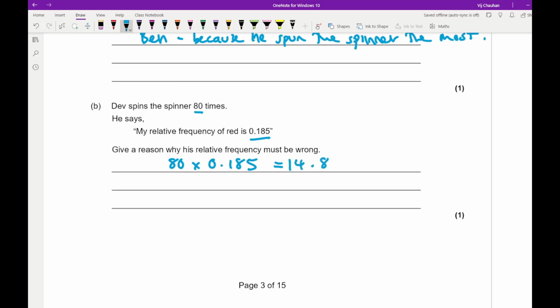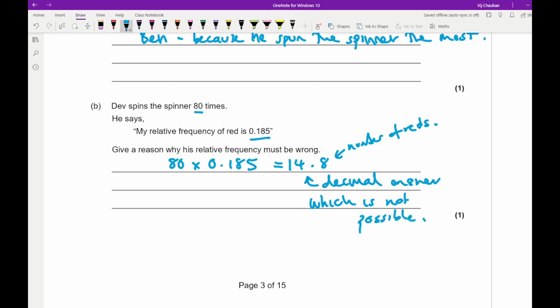Now, if that is his relative frequency, this is a number of reds, and as you can see, it's a decimal answer, which you can't have. So that's where it's going to be incorrect.